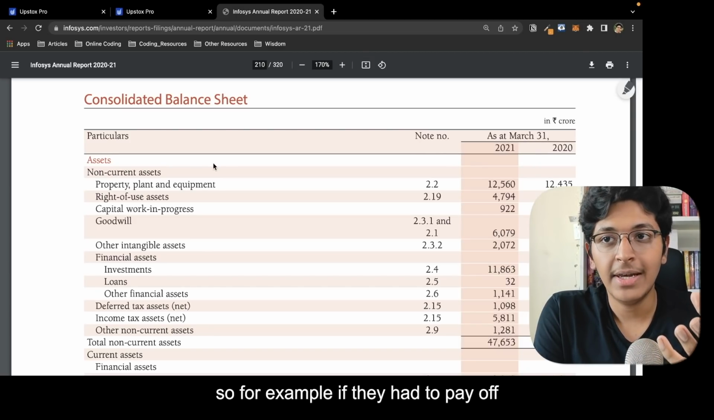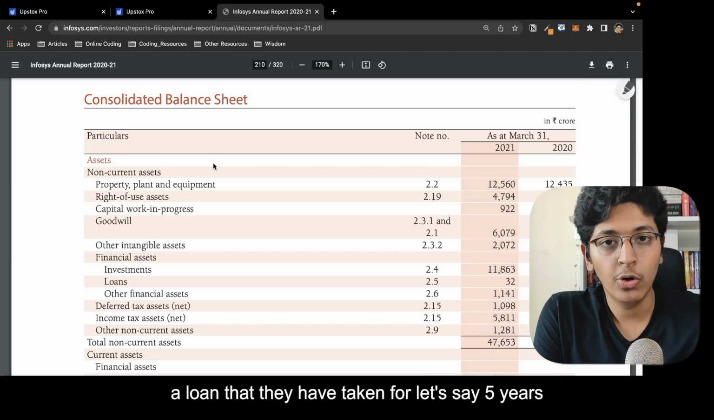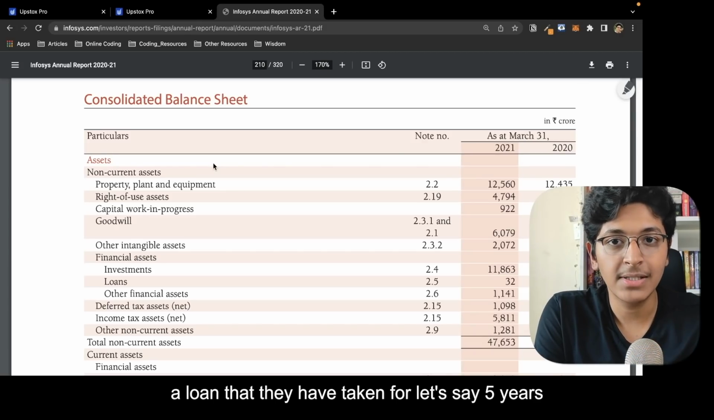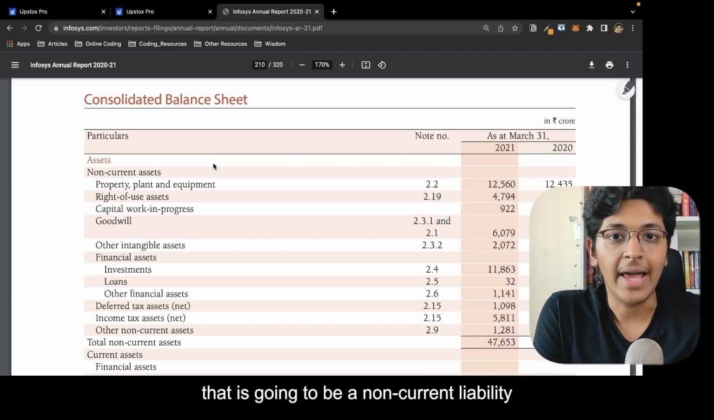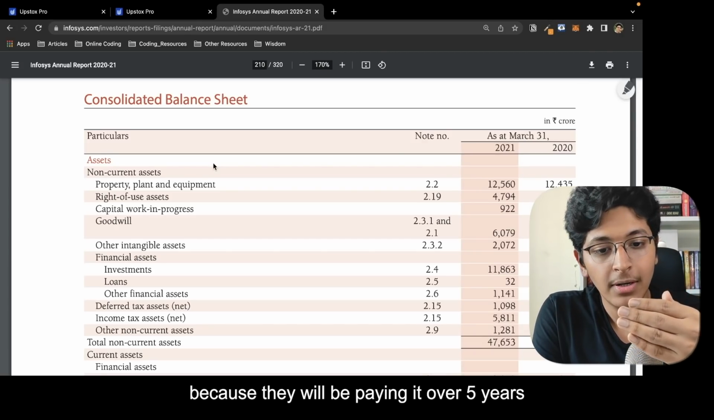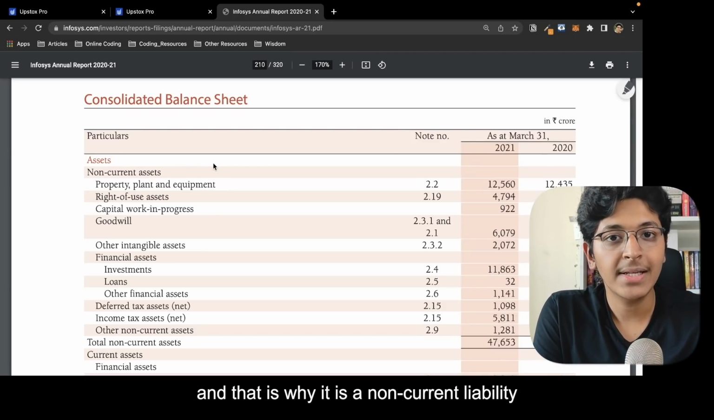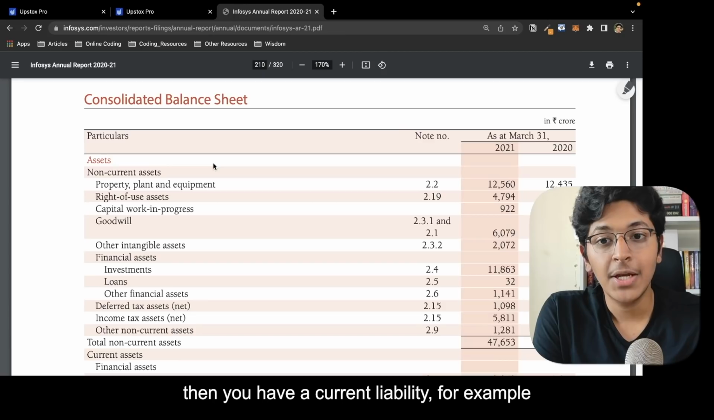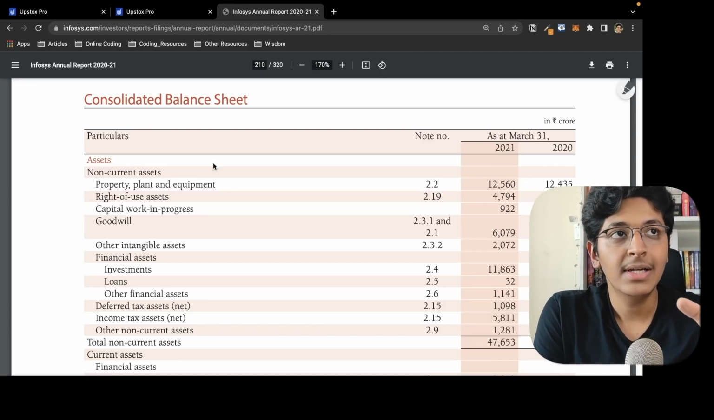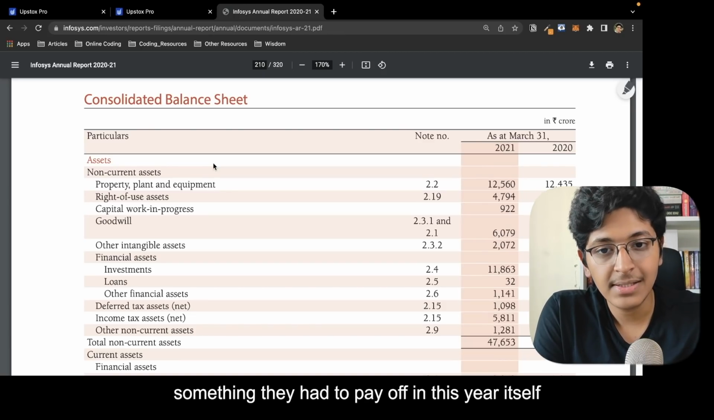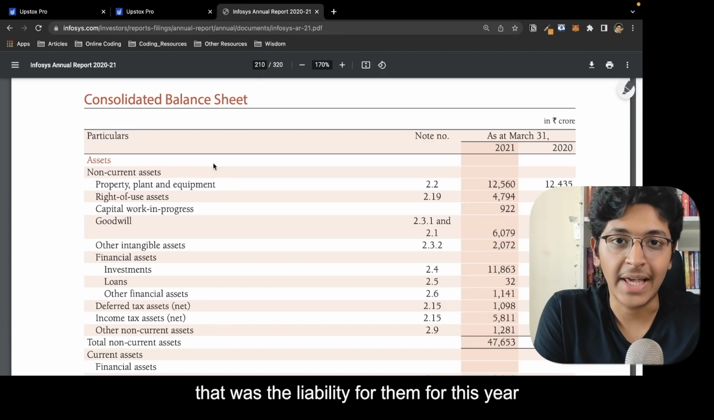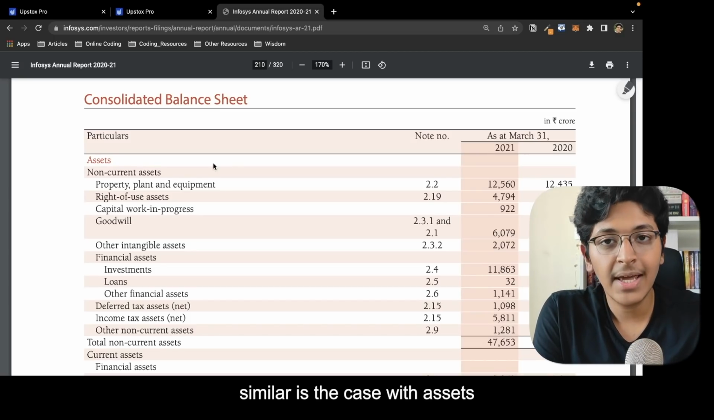So for example, if they had to pay off a loan that they have taken for, let's say, 5 years, that is going to be a non-current liability because they will be paying it over 5 years, right? So they don't have to pay it in this year itself, and that is why it is a non-current liability. Then you have a current liability. For example, something that they had to pay off in this year itself, that was the liability for them for this year. Similar is the case with assets.